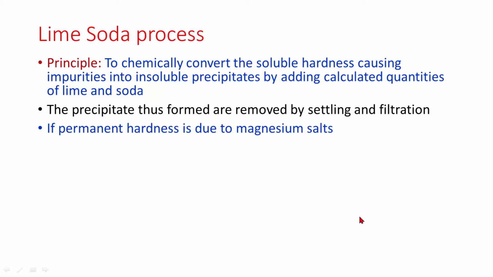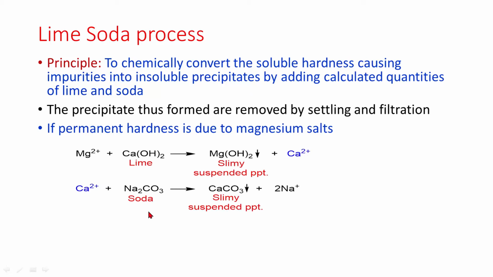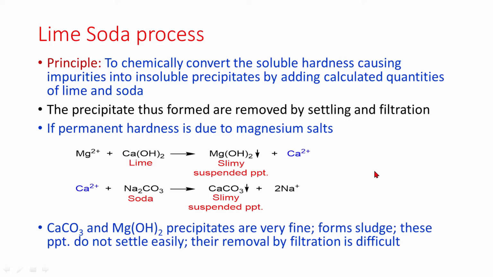If permanent hardness is due to magnesium salts, then magnesium ions react with lime to give magnesium hydroxide and calcium ions are set free. These calcium ions react with soda to give calcium carbonate. We are converting calcium and magnesium ions into the precipitates as calcium carbonate and magnesium hydroxide. These precipitates are very fine. They form sludge. These precipitates do not settle easily. Their removal by filtration is difficult.